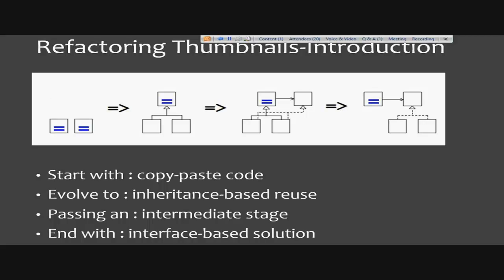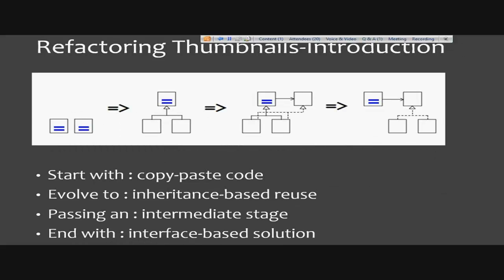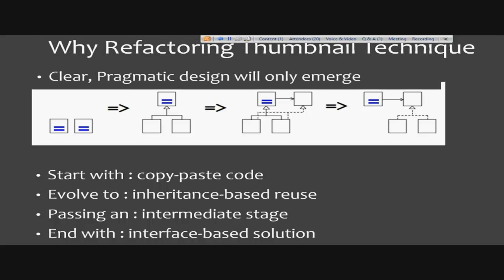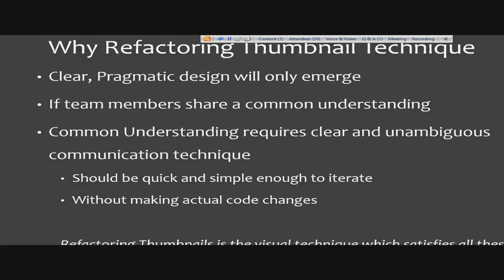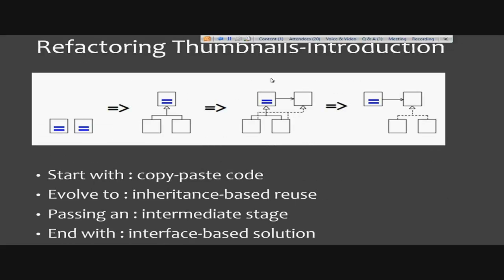Why we have to practice and understand using thumbnails is because they are very clear and pragmatic. Secondly, you can discuss these kinds of diagrams with anybody in your team without needing tools. It is a single unambiguous communication technique that you can practice, and that way, if something is going wrong, your colleague can spot it. He can say, this stage is not correct, and propose his own solutions.